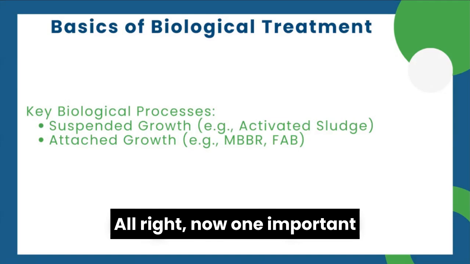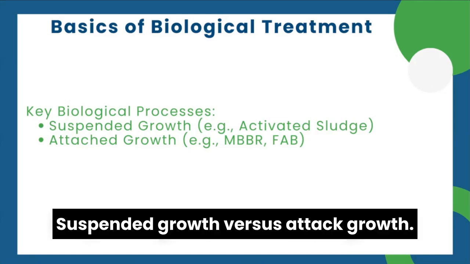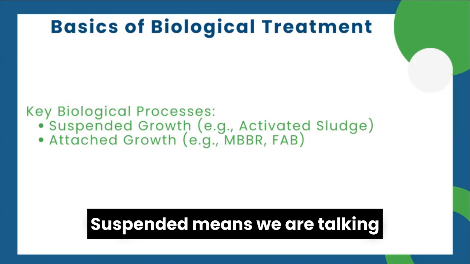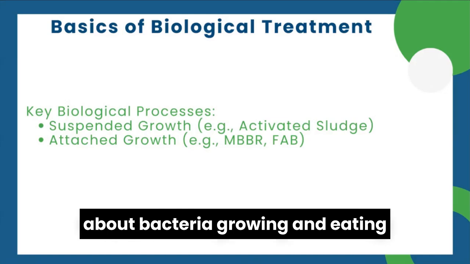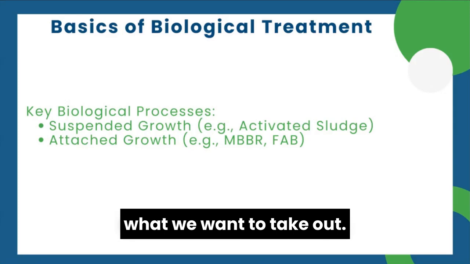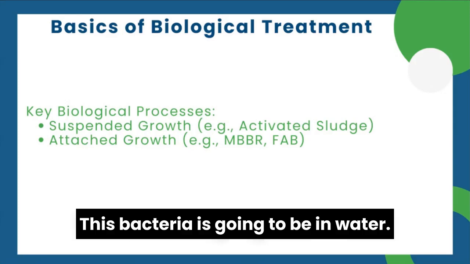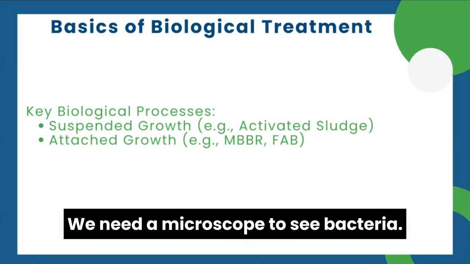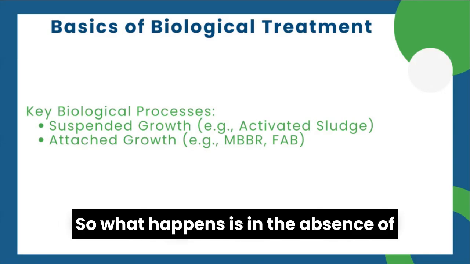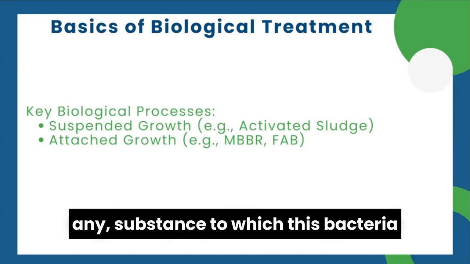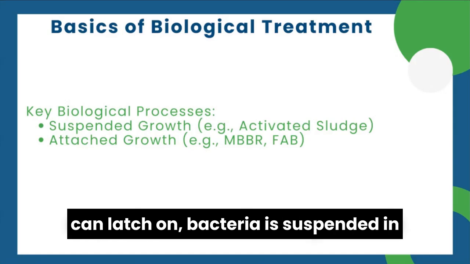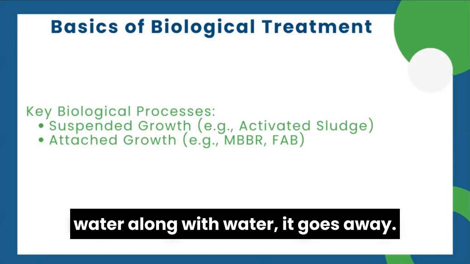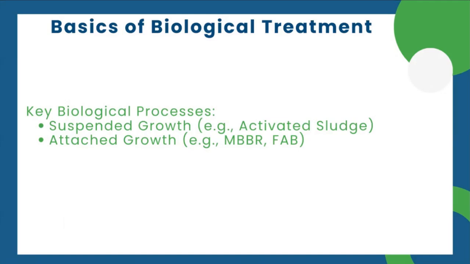Now, one important concept we need to understand: suspended growth versus attached growth. Suspended means we are talking about bacteria growing and eating what we want to take out. So, where does this bacteria live? This bacteria is going to be in water. Bacteria is something that we can't see with the naked eye. We need a microscope to see bacteria. So what happens is, in the absence of any substance to which this bacteria can latch on, bacteria is suspended in water. Along with water, it goes away.